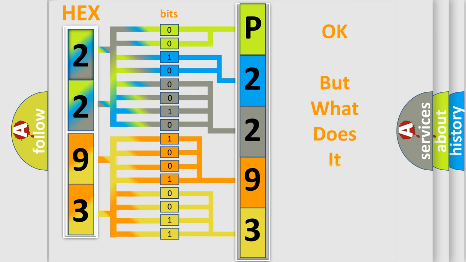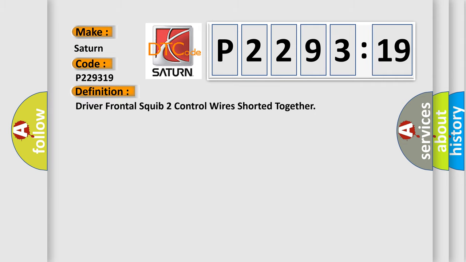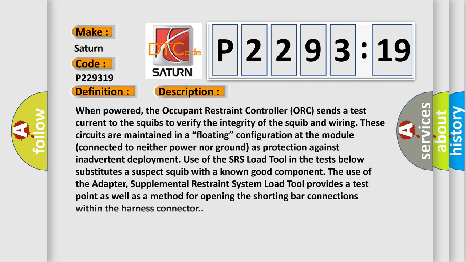The number itself does not make sense to us if we cannot assign information to what it actually expresses. So, what does the Diagnostic Trouble Code P2293-19 interpret specifically for Saturn car manufacturers? The basic definition is: driver frontal squib 2 control wires shorted together. And now this is a short description of this DTC code.